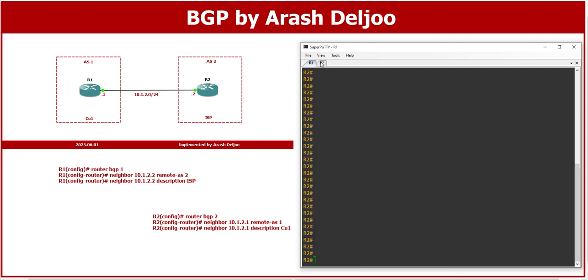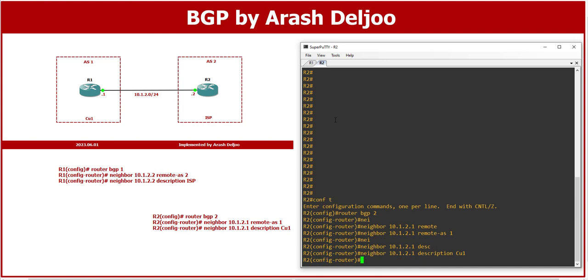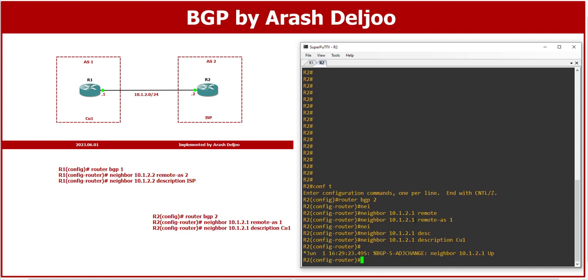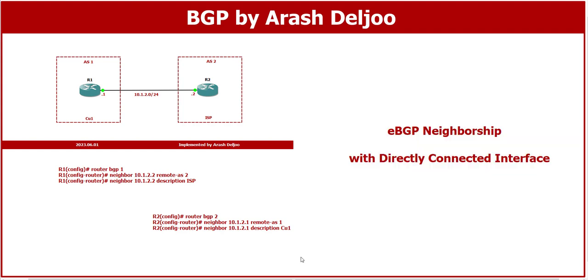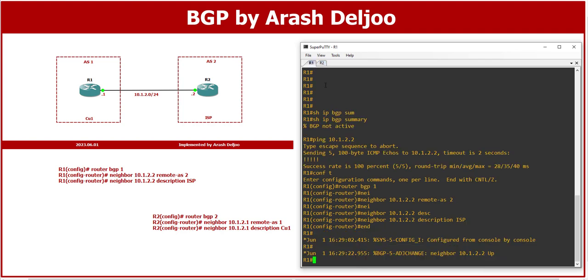In router 2, we can use the similar commands, router BGP 2, and after that, neighbor 10.1.2.1, remote AS, then 1. And also neighbor 10.1.2.1 description, for example, CU1. That's it. Now you need to wait some seconds. After some seconds, you will see that we have neighborship. Here we have a log message for neighborship. Neighbor 10.1.2.1 is up, and here neighbor 10.1.2.2 is up in router 1.